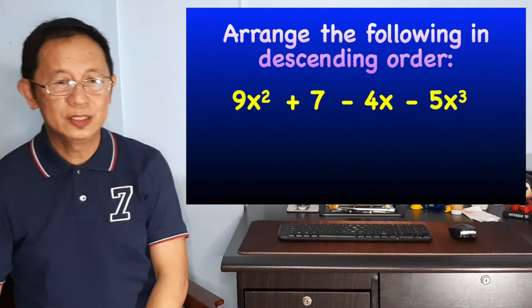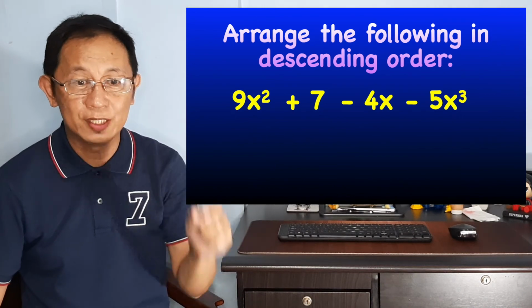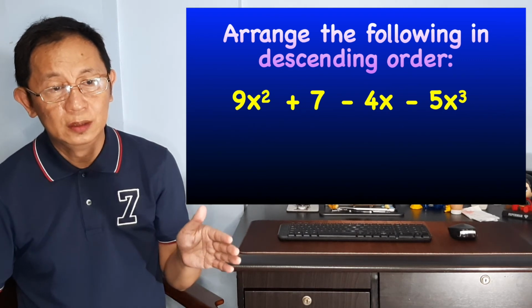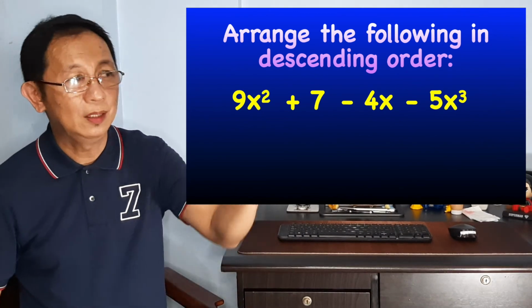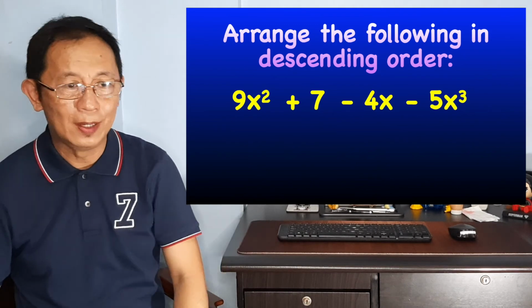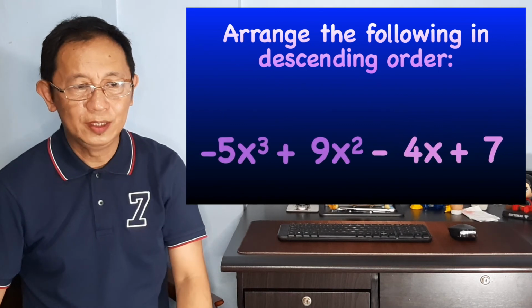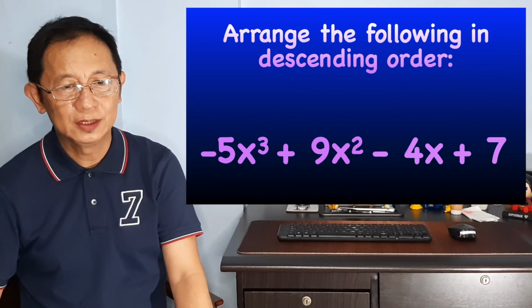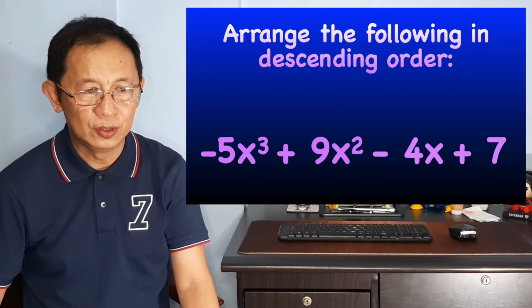So, example. Arrange the following in descending order. 9x squared plus 7 minus 4x minus 5x cubed. So, i-arrange natin ang terms depending sa exponents, no? So, dapat descending order. Mula sa mataas, papunta sa mababa. So, ito yon. So, magiging negative 5x cubed plus 9x squared minus 4x plus 7. So the arrangement now is in descending order.